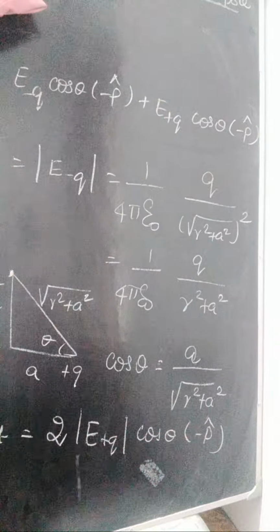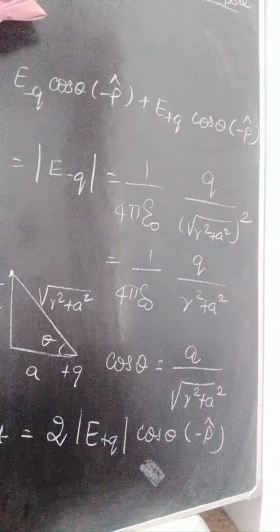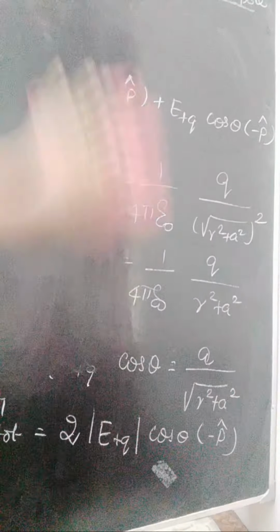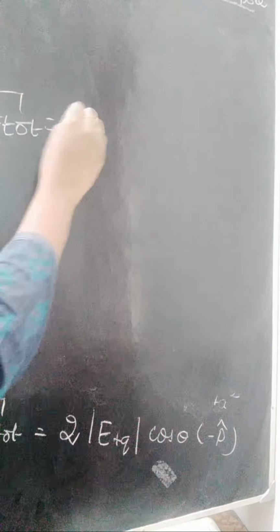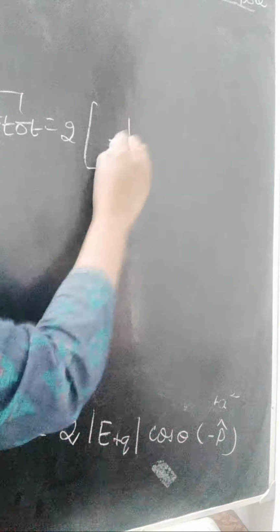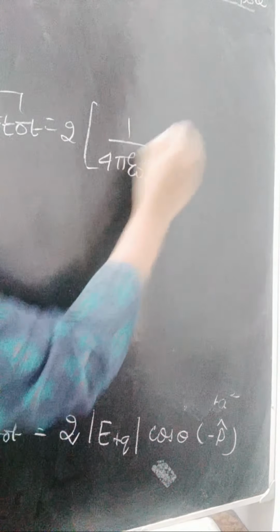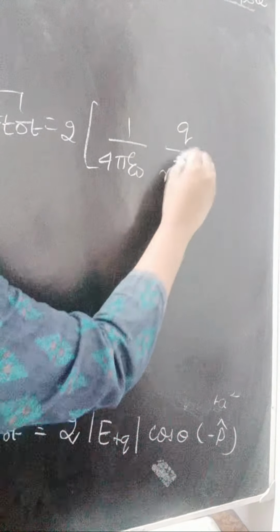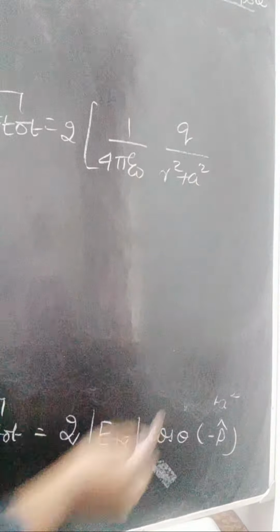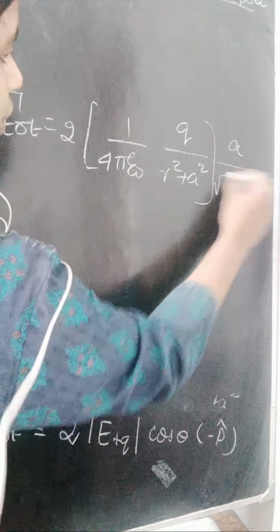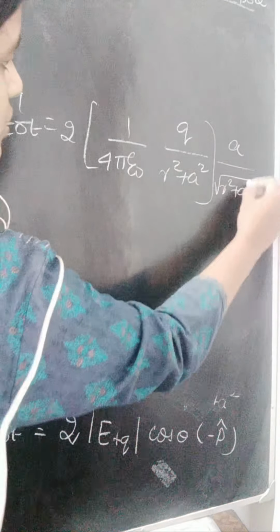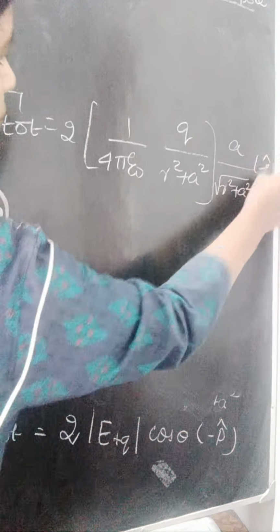Okay? Shall I substitute all the values in this equation? Any doubts up to this? Okay. Just substitute the values. What will E total be? E total will be 2 into 1 by 4 pi epsilon naught q divided by r square plus a square, and cos theta will be a divided by root of r square plus a square, into minus p cap.